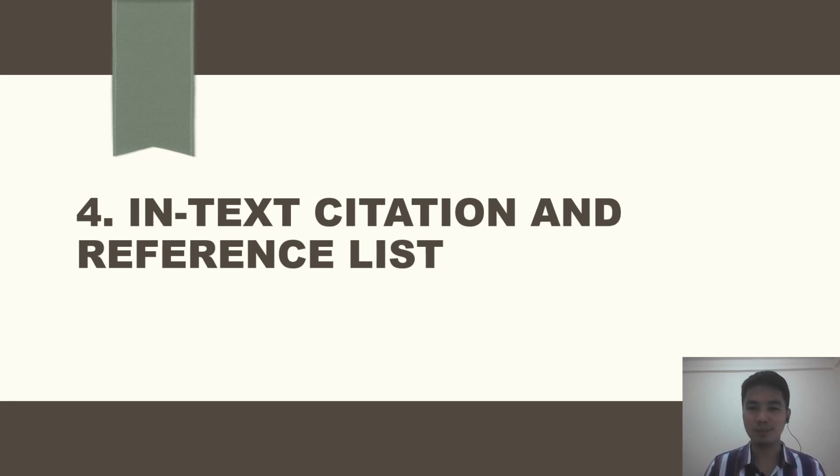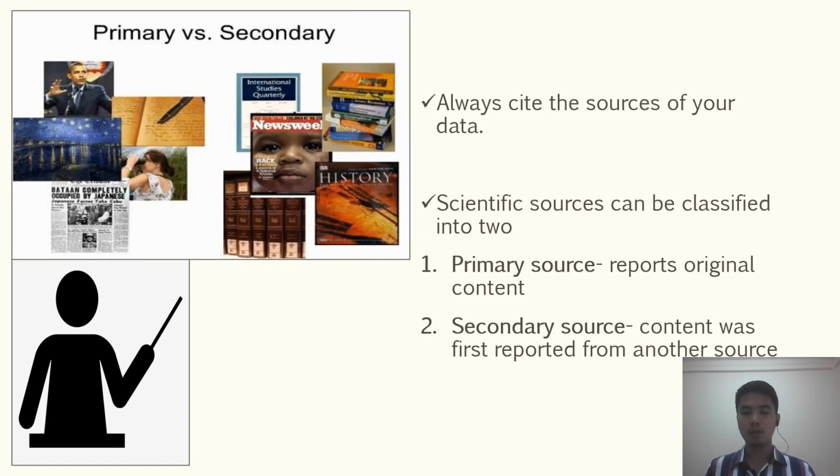Okay, so our last discussion is all about in-text citation and making our reference list. There are actually two types of scientific sources. We have primary and secondary. Your primary are the original reports or the original work of an author, whereas your secondary are the reports that were made by the original author and were reported or used by another author or from another source.